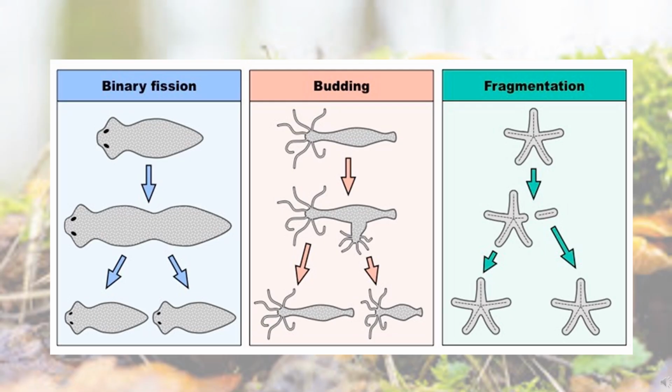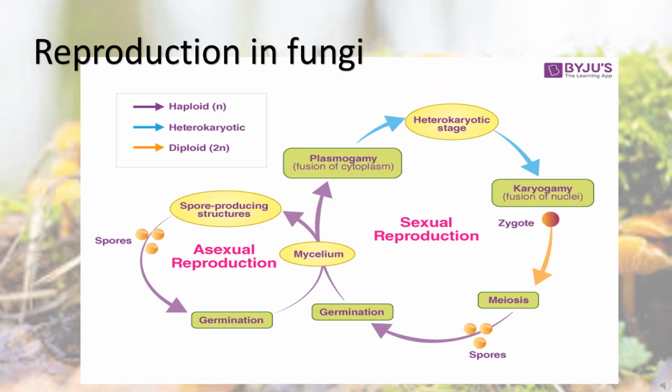Fragmentation, a piece of the fungal mycelium, the body of the fungus, breaks off and grows into a completely new, independent colony. Sexual reproduction is generally triggered by unfavorable environmental conditions and introduces genetic variation into the population. It happens in 3 distinct stages.